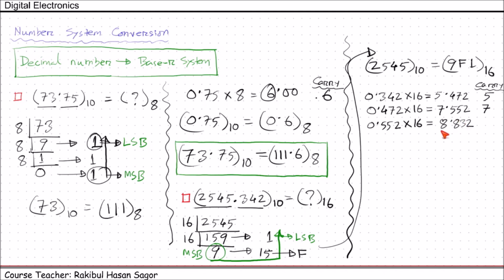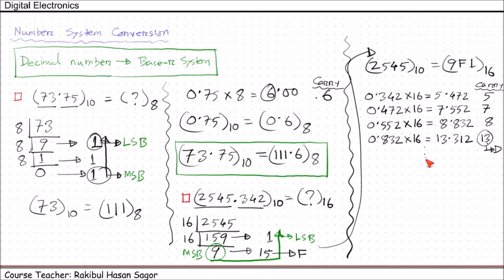8.832. We can take 8 out, and finally we can write 0.832 into 16. We are getting 13.312, and this 13 should be taken out. And as we are converting this number to hexadecimal number, instead of writing 13, we have a unique symbol in hexadecimal number, that is D for 13. We can write D here.